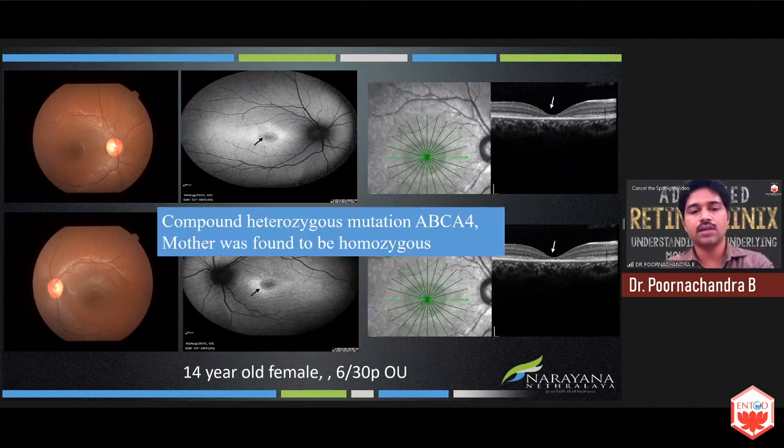So she had a compound heterozygous mutation in ABCA4, as opposed to the routine homozygous one we get. The mother was totally asymptomatic as per the history, but she had a homozygous mutation. Here we have a situation where the daughter is compound heterozygous for ABCA4 and the mother is homozygous but asymptomatic. So I thought let me see the mother once. I requested if she could visit my clinic.